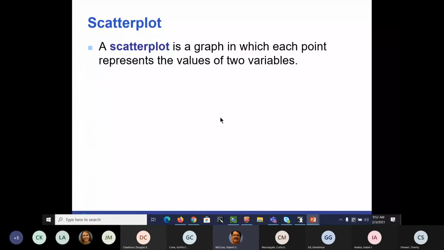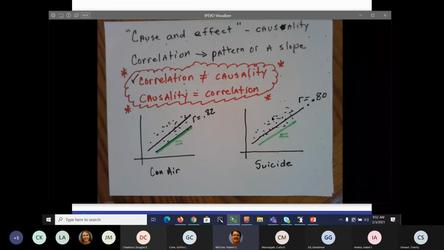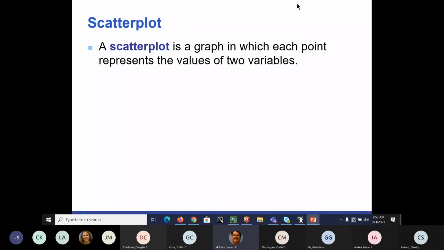Scatter plot. I just showed you 2 scatter plots right here. Those are 2 scatter plots. You got data, you put it on a scatter plot. I'll show you how to do that with Excel, and I'll show you how to do that on the calculator. And we got to hurry because we're running out of time.